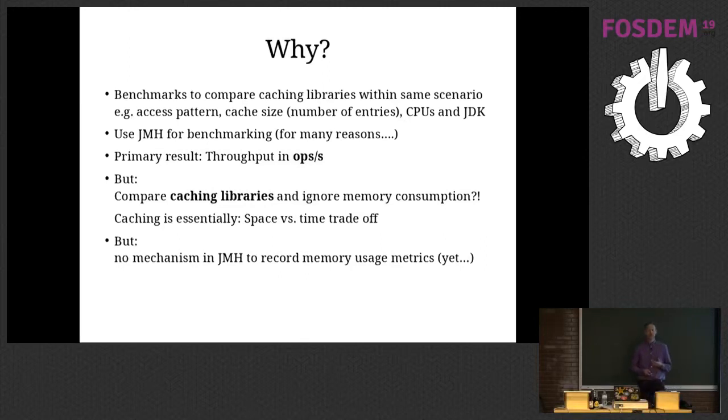And this is quite nice. There are JMH profilers that let you collect a lot of other metrics, but actually there is nothing that lets you collect memory usage right now. But when I benchmark a caching library, how much memory is used is quite essential, because a caching library is a tool to tune the time and space trade-off. With caching, you can always trade memory for faster speed.